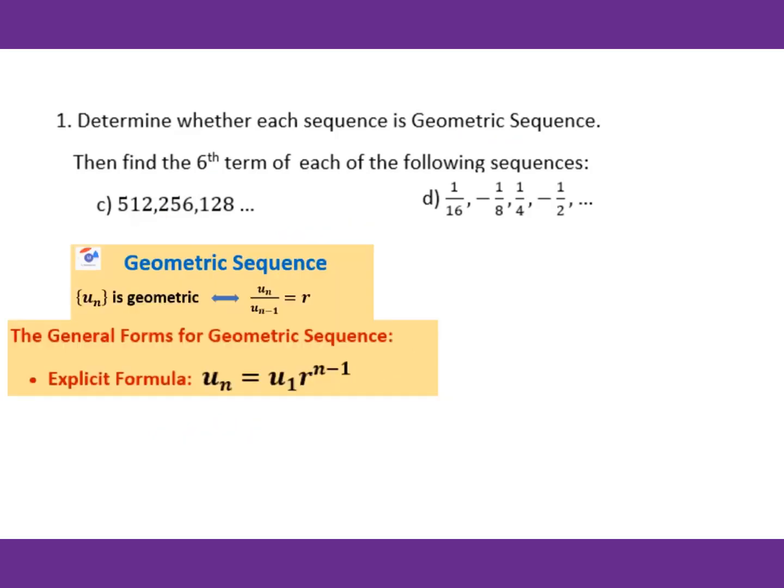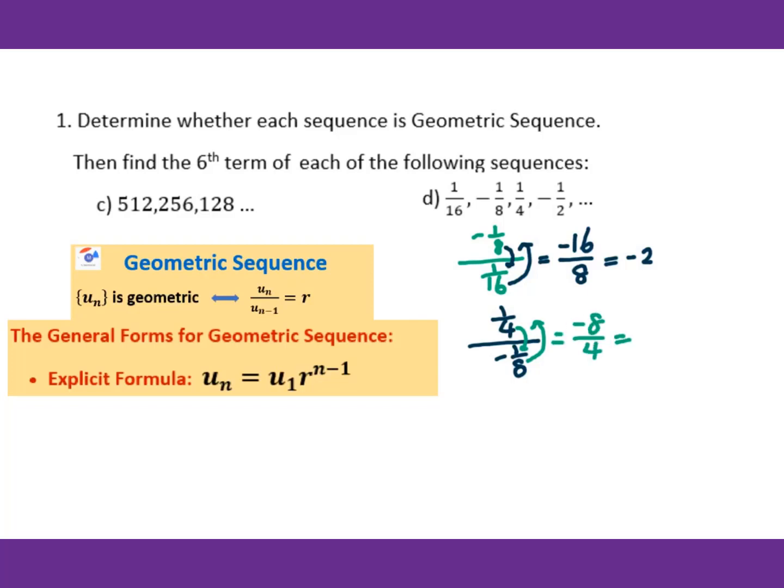Let's look at the D. Still, you need to figure out any term divided by previous term equals a constant. Therefore, we got negative 1 over 8 divided by 1 over 16. This is a complex fraction. Therefore, we jump. You will get negative 16 over 8 equals negative 2. 1 over 4 divided by negative 1 over 8. Still jump. Then you can get negative 8 over 4 equals negative 2.